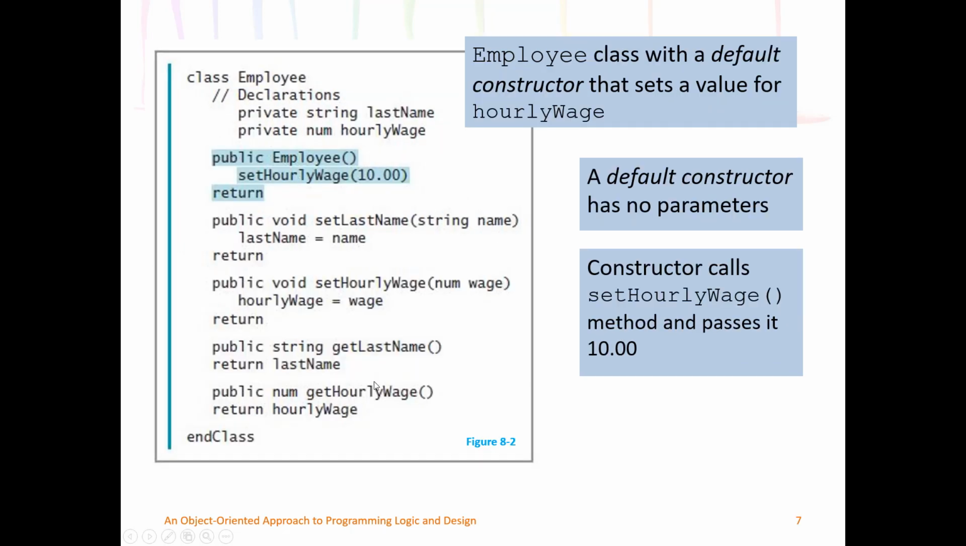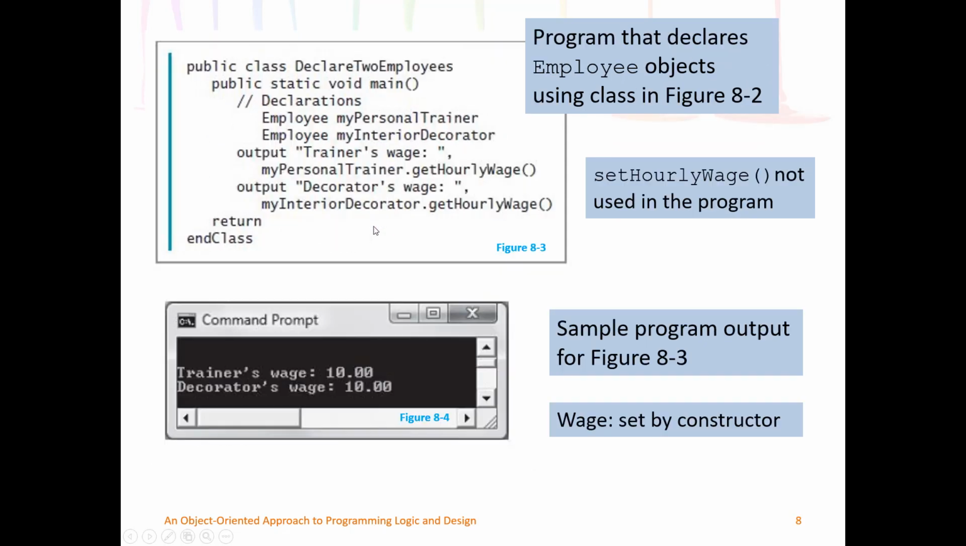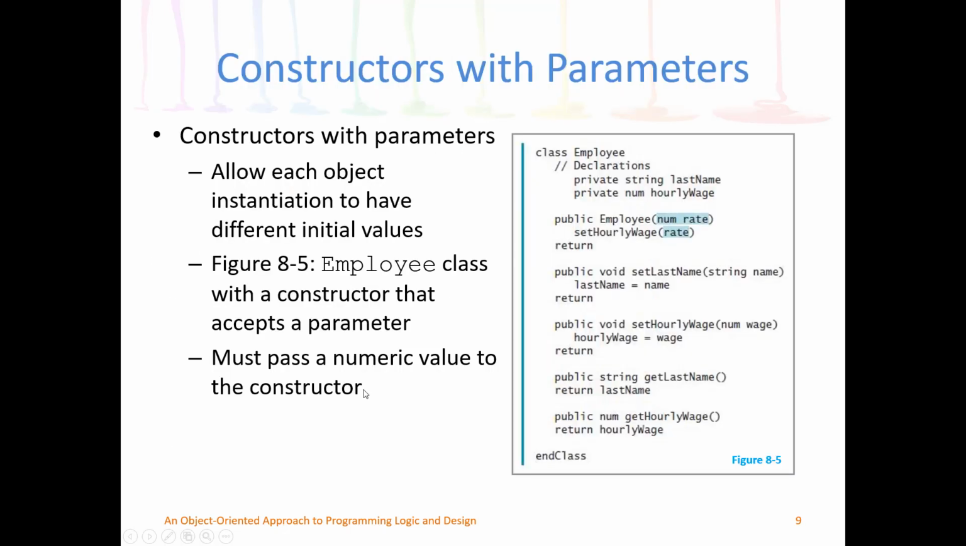And both of those get hourly wage, all it does is return the hourly wage, which is stored right up here. And they're stored in two different places in my memory. So here's trainer's wage 10, decorator's wage 10.